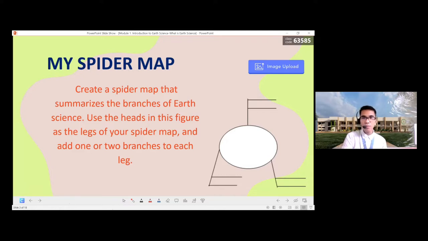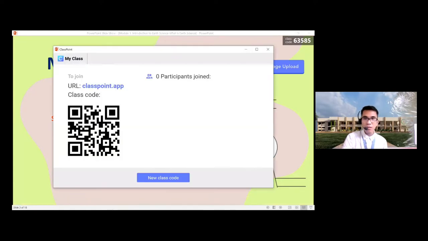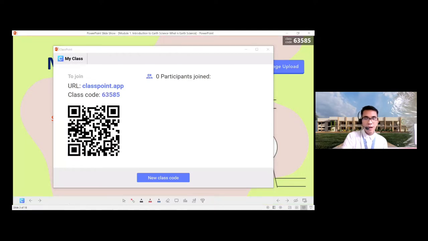So this is an image upload. Meaning to say, you are going to write it down on a piece of paper, then capture your spider map and upload your output. All you have to do after you have accomplished your spider map is visit, as we've always been utilizing in presenting topics, classpoint.app. Again, our activity is My Spider Map.